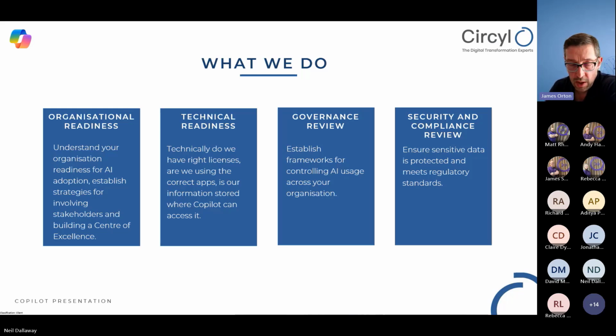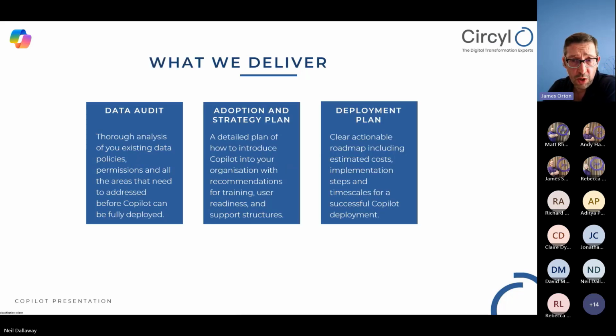As part of our Copilot readiness activities, we perform and deliver various outputs. We go through an analysis, as we said, of existing policies, permissions and retention, and identify all areas which need to be addressed before Copilot can be fully deployed. That's all documented and identified as part of that readiness assessment. We also produce an adoption strategy plan detailing how Copilot can be incorporated into your organization, with recommendations for training, user readiness and long-term support structures.